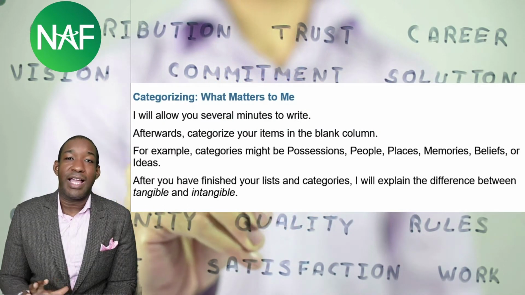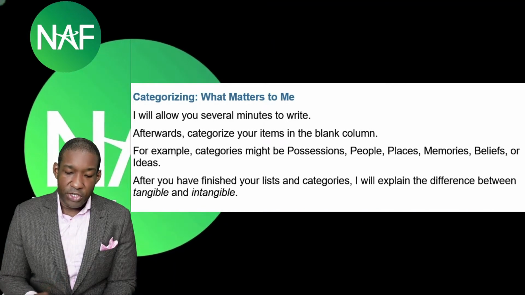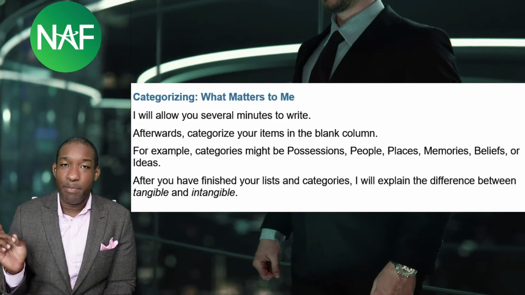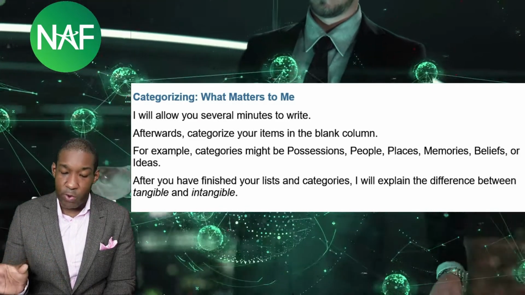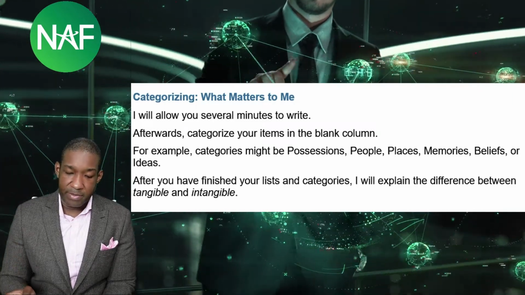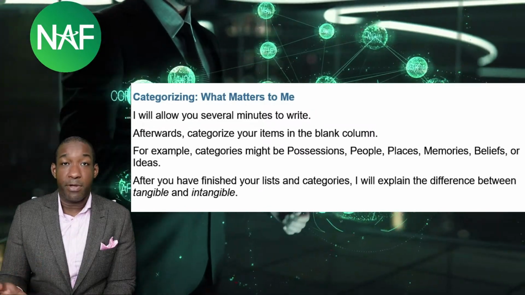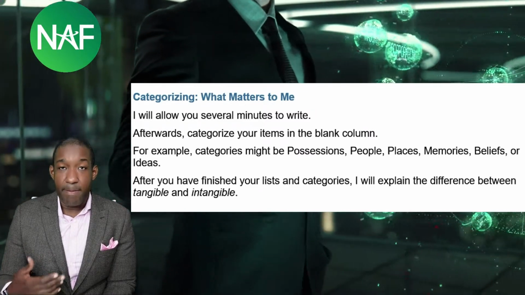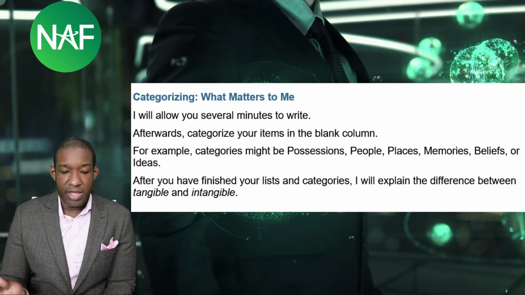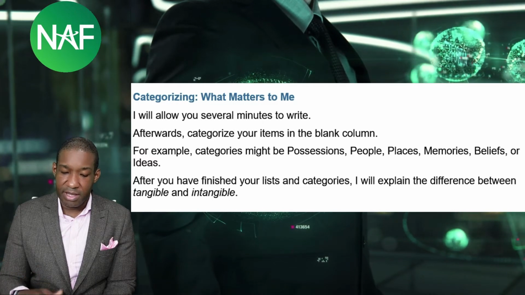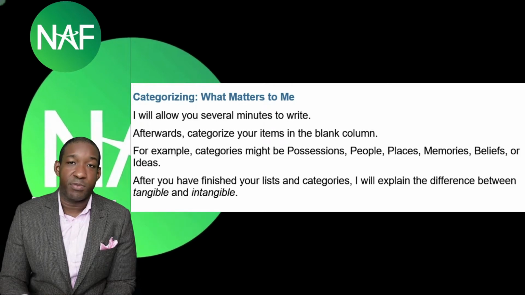So right now, I will allow you several minutes to write. Afterwards, you will categorize your items in the blank column. So once you are finished, you will categorize all of those items about what matters most to you in the blank column. The categories might be possessions, things you own, people, places, memories, beliefs, or ideas. After you have finished your list and categories, I will then explain the difference between tangible and intangible.